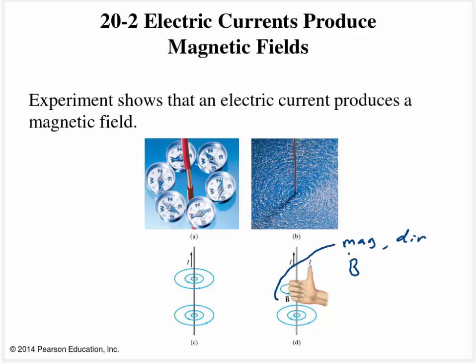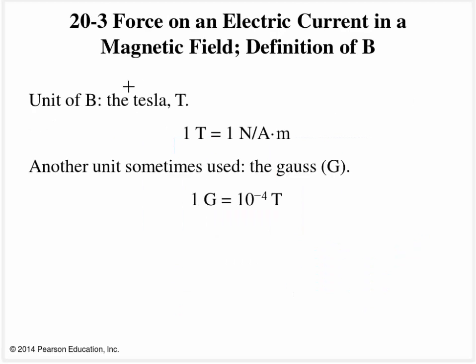The symbol for magnetic field is going to be this B right here, and you can see that here we've got our fingers curling around the wire in that direction, so my magnetic field is going to be curling around in circles like this. Same for this case over here. These compasses are all lining up in a circle, and the magnetic field is going to be in the counterclockwise direction around this current carrying wire.